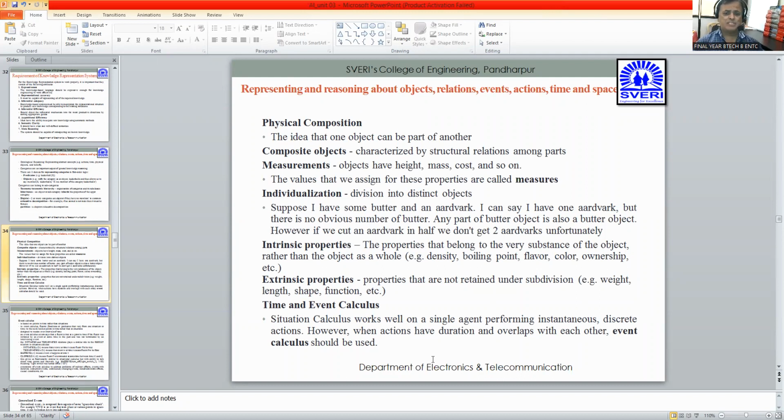So when a single agent is performing instantaneous discrete actions, it is called the situation calculus. And when these actions have durations and overlap with each other, then we say it is event calculus. So it is most important to understand event calculus and situation calculus.